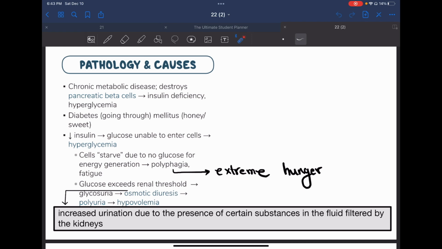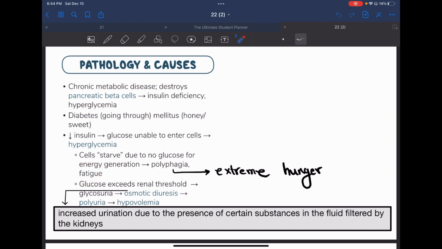So because the glucose is not in the cells anymore, the cells basically starve, because the glucose is used to produce energy, and because they don't have any glucose anymore, they are starving. That makes your body feel extremely hungry and weak. So you have polyphagia, which means extreme hunger, and fatigue, which is weakness.